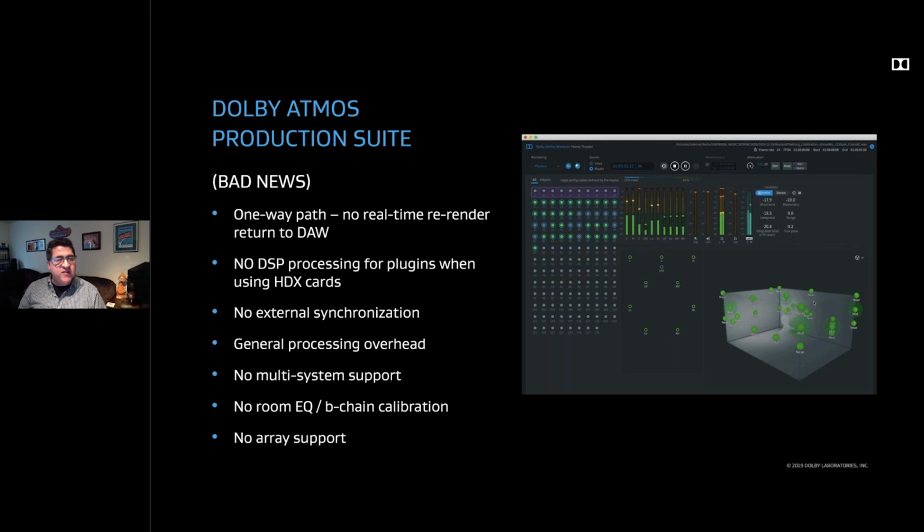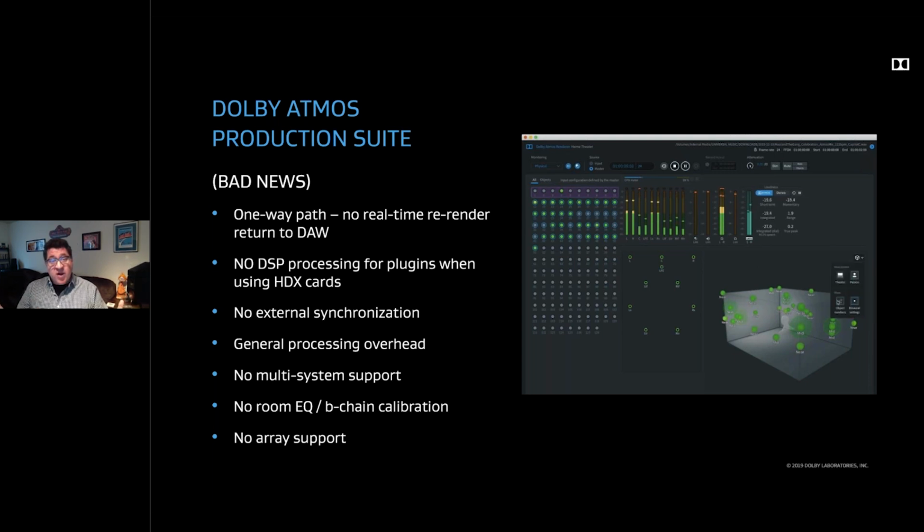You don't have DSP processing for plugins when you're using HDX. You don't have the external synchronization. And of course, there's general processing overhead concerns. You're not going to do a giant sci-fi epic with all 128 channels flying around with Production Suite. You don't have multi-system support. You can't fly, for example, stem players into an Atmos recorder. And Production Suite doesn't have room EQ or B-chain calibration, and it doesn't have support for arrays.